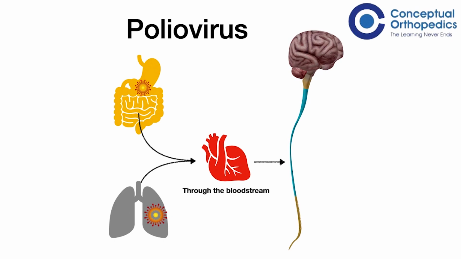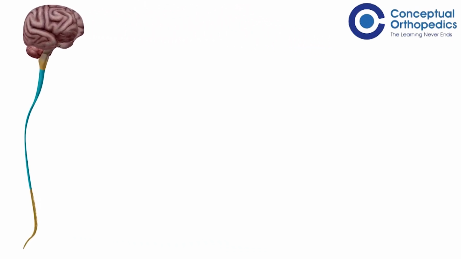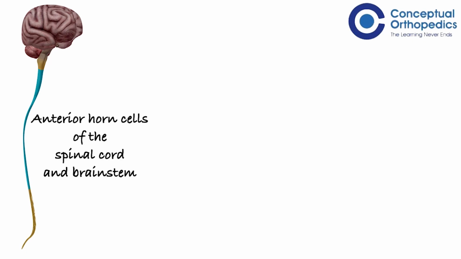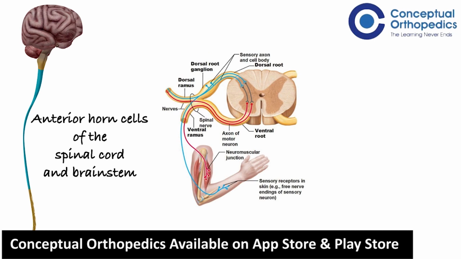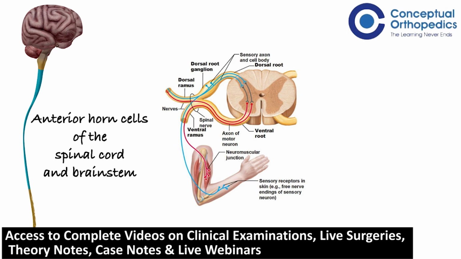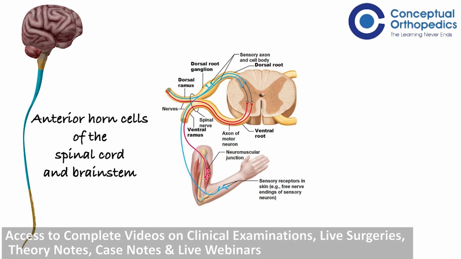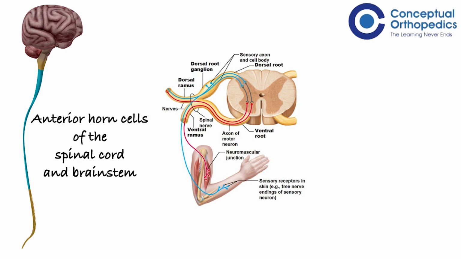Once it has reached the central nervous system, the poliovirus has a special affinity for the anterior horn cells of the spinal cord and for certain motor nuclei of the brainstem. Here we can see the cross section of the spinal cord, and marked in red we can see the lower motor neurons originating from the anterior aspect of the spinal cord. So this is where the nuclei of the anterior horn cells are located.